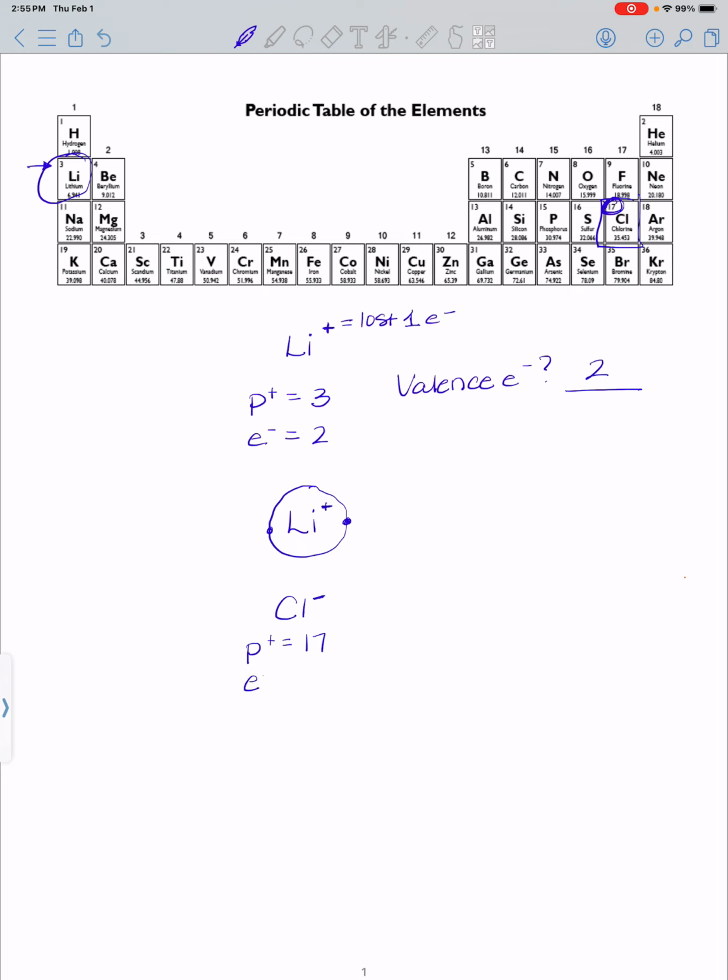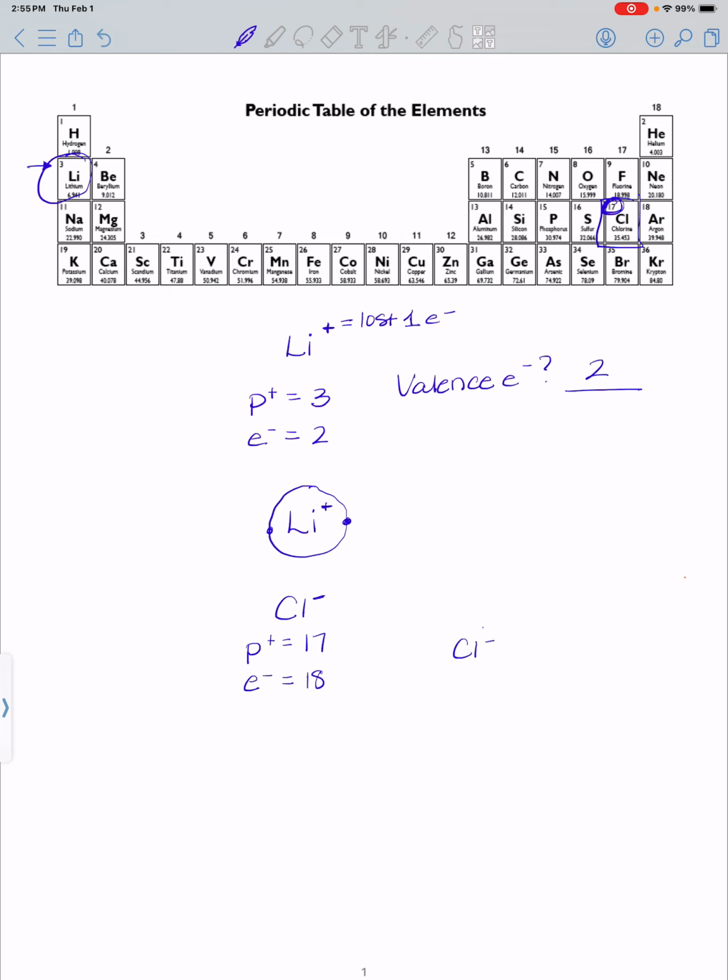It would, if we did not have this charge right here, have 17 electrons. However, it's showing you that there's a negative charge. That's indicating that we have gained an extra electron. So now we have 18 electrons. Normally 17 if it's neutral, but because we have an anion, we have 18 electrons. And so we just fill our shells and determine how many valence electrons we have.